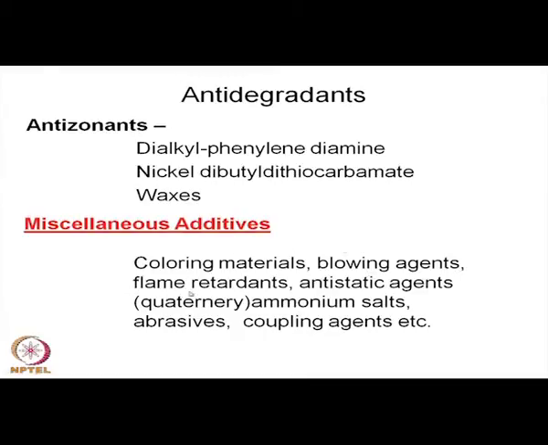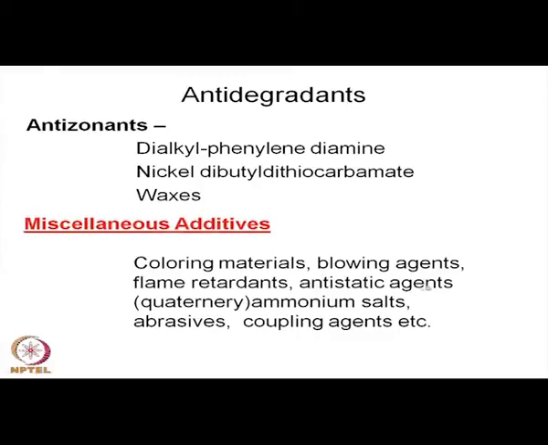Flame retardants: in order to impart some fire retardancy to the rubber product, some flame retardant ingredients are used. That can be chlorinated hydrocarbon, chlorinated rubber, alumina trihydrate, or some antimony compounds, phosphorus compounds, or boron compounds. These are used as flame retardants.